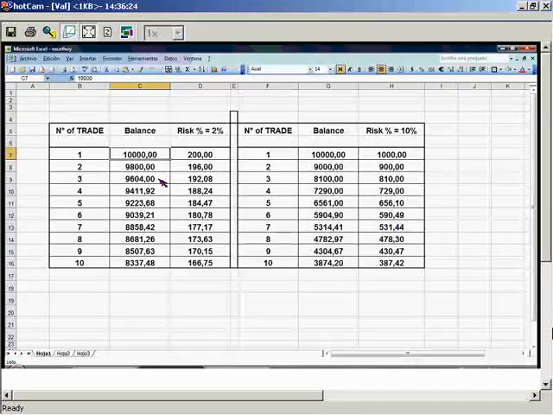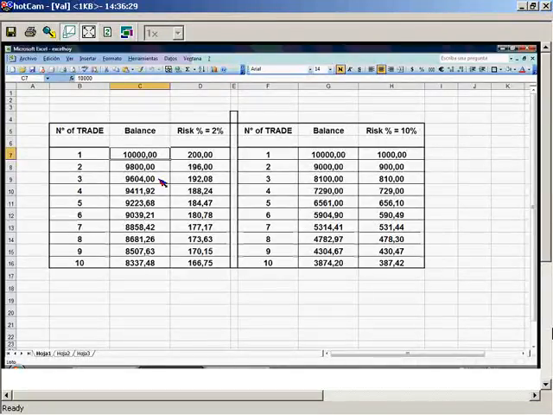So here is our first rule. We have to define what percent of our capital we should risk in each trade.